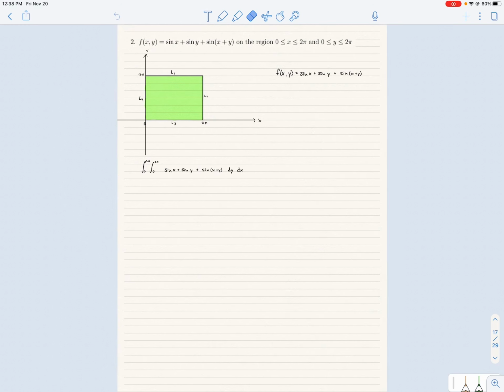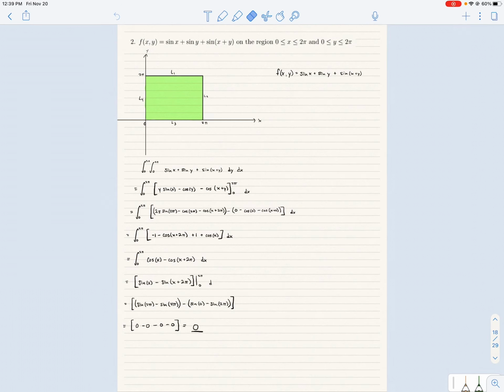So just like with the last problem, we will evaluate the double integral of f of x, y with these bounds on x and y. We see that the answer is 0. So the total volume of the function in this domain is just 0. And this makes sense because the function deals with sine, and we know that sine waves oscillate between positive and negative values and can cancel each other out.